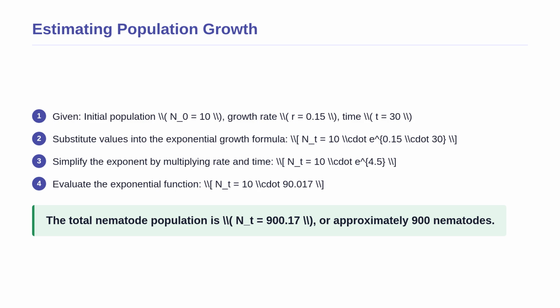First, we simplify the exponent by multiplying the daily growth rate by the 30 days, which gives us 4.5. Next, we evaluate e to the power of 4.5 using a scientific calculator, yielding a massive growth multiplier of approximately 90.017. Finally, we multiply this by our initial population of 10. Our final answer is approximately 900 nematodes. This physically demonstrates how a tiny initial infection of just 10 worms can explode into a massive, field-destroying population in just 1 month.